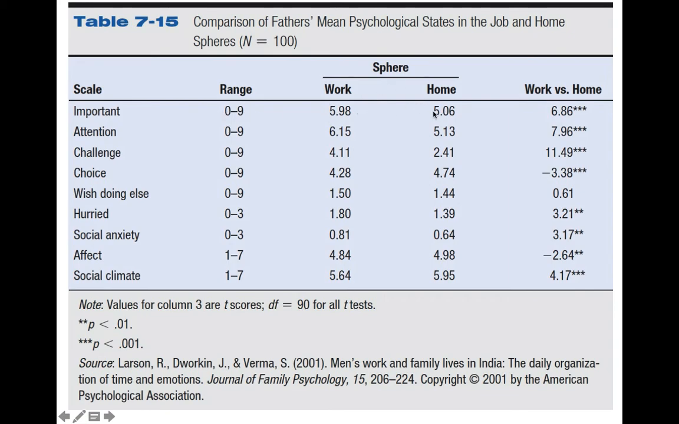And then what we see reported are averages. So the difference here is that in the work setting, on average, these fathers are reporting an average of 5.98, but here they're reporting an average of 5.06. And then what's reported in this column is the t-score. It says, note that column 3 are t-scores, degrees of freedom 90 for all t-tests. Why degrees of freedom 90? It's likely they had some missing data. That's why it's 90, not 91.